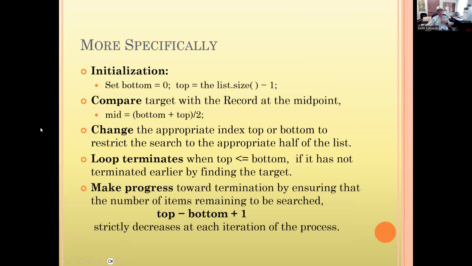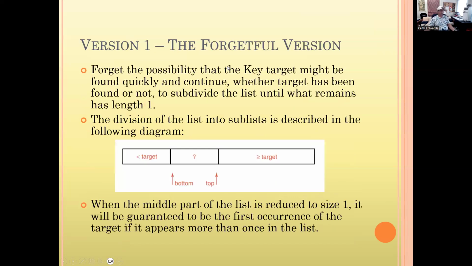iteration of the process. Now, there are two versions of binary search, oddly enough. The first version is the forgetful version. And this one says, hey, forget the possibility that I locate the target, or the key, right away, and continue to subdivide the list until what remains has length one. At that point, I will have found it or report back that it's not there. And so basically, when the middle part of the list is reduced to size one, it'll be guaranteed to be the first occurrence of the target if it appears more than once in the list.